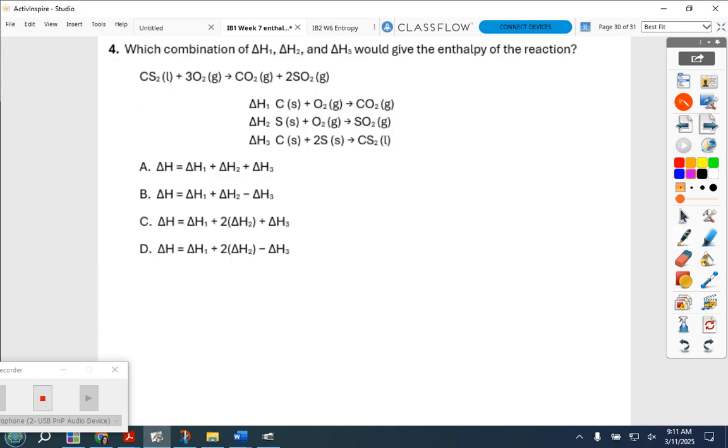I think everybody got this right, or almost everybody got this right. So good job with the Hess's law. All right, you guys rocked it.